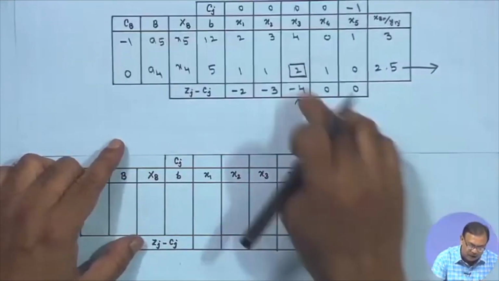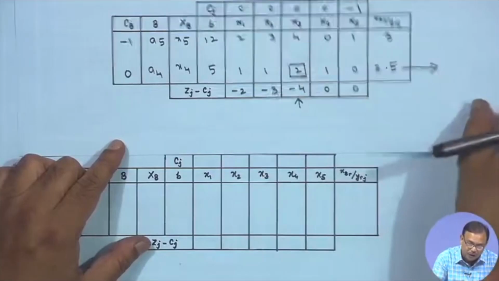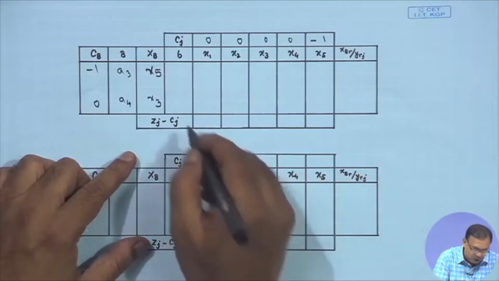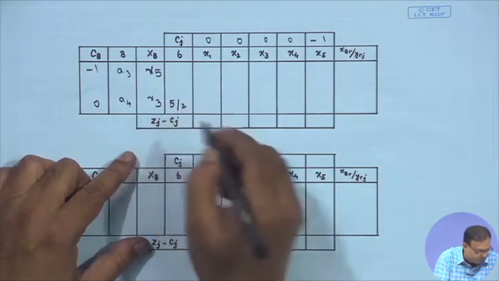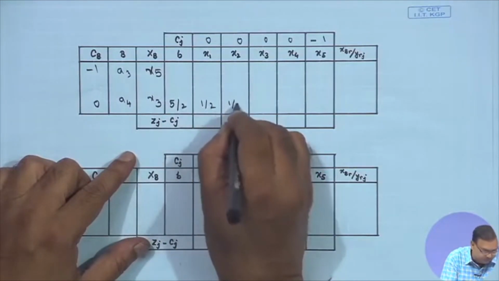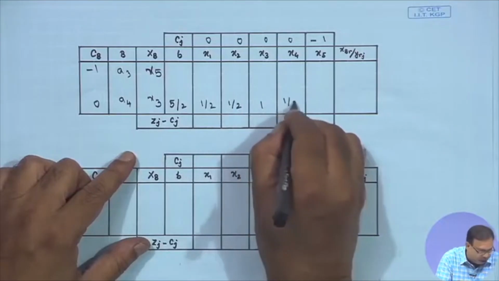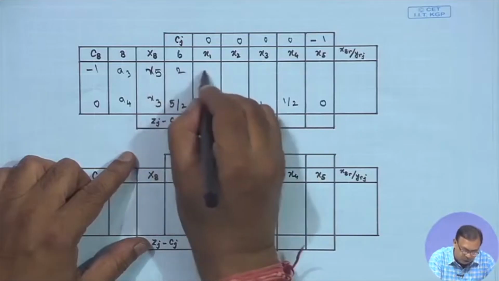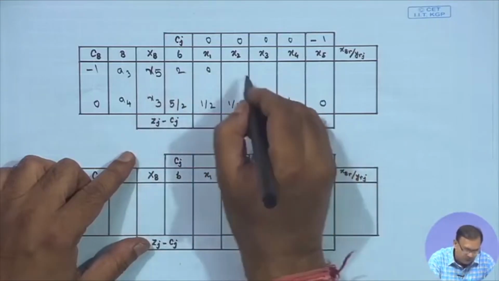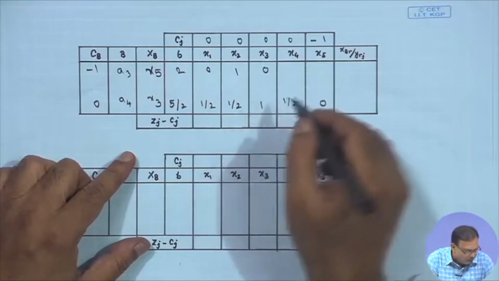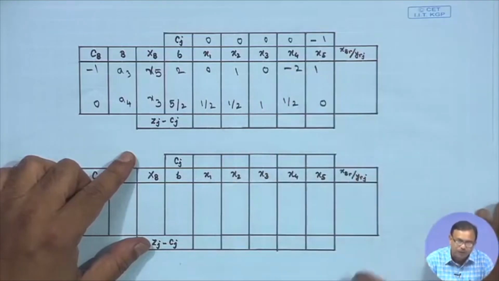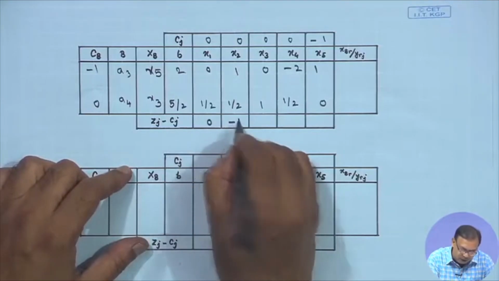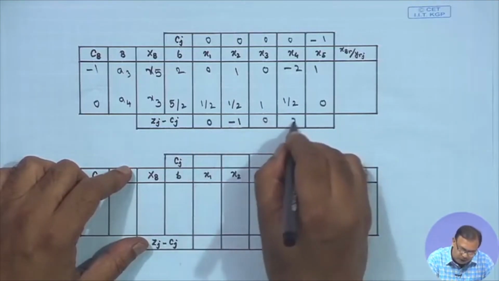I have to make this as 1 and this as 0. Accordingly, I have to perform operations on the row. So, it will be 5 by 2, half half, 1 half, 0, and the other row will become 2 0, 1 0, 1 0 minus 2 and 1, and your Zj minus Cj becomes, if I calculate, 0 minus 1 0 2 0.